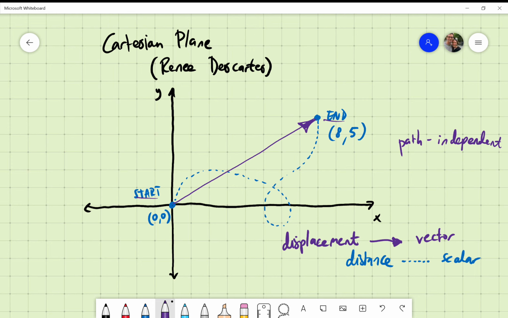But this displacement vector is now right there for us. We aided in the drawing of it by using the Cartesian plane. So this is coming up in the second reading this week. And as I say, I just wanted to front load that a little bit.